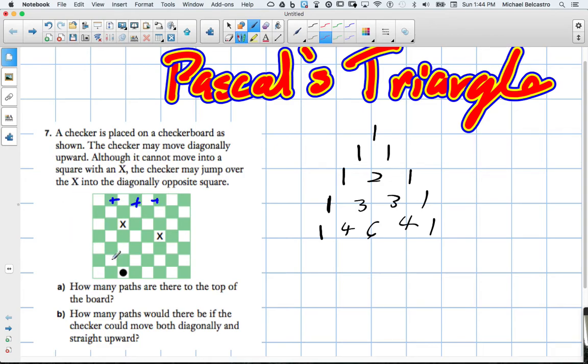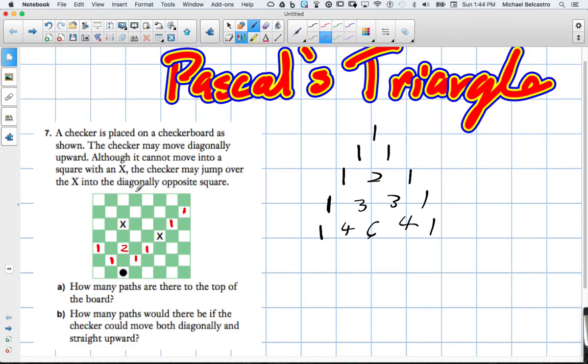So let's start off. I can only go to this square one way and this square one way. And to this square, same idea. There's 1 route, 2 routes here. Now I can't get to this X, but I can jump over it. Still only a 1, okay? And still only a 1. So I can really only get across 1s this way.